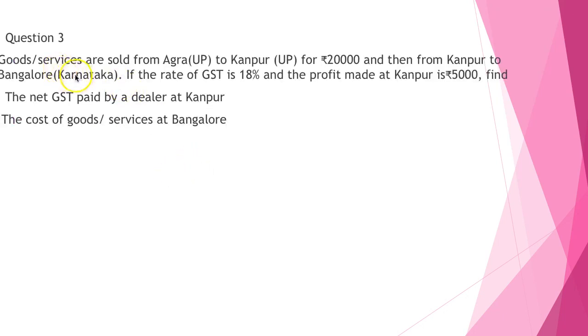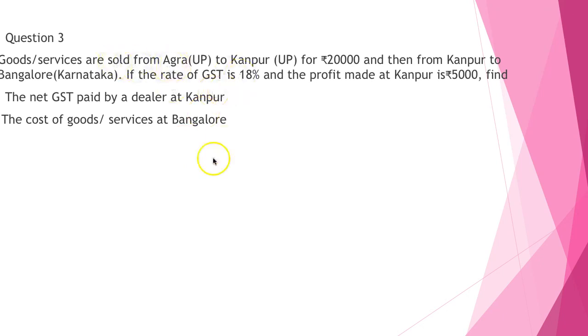Coming to question 3, goods services are sold from Agra to Kanpur for 20,000 and then from Kanpur to Bangalore. If the rate of GST is 18% and the profit made at Kanpur is rupees 5,000, find the net GST paid by a dealer at Kanpur and the cost of goods services at Bangalore.